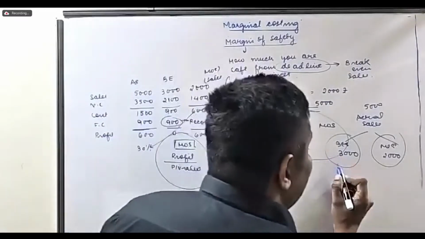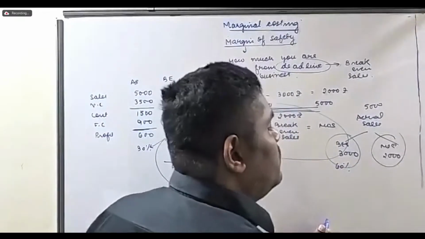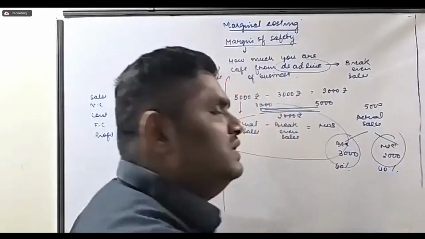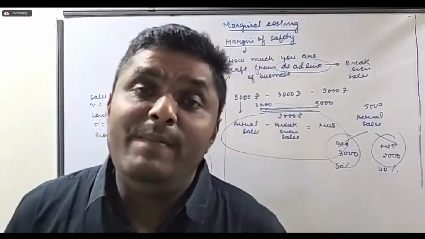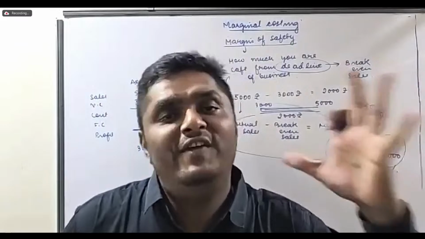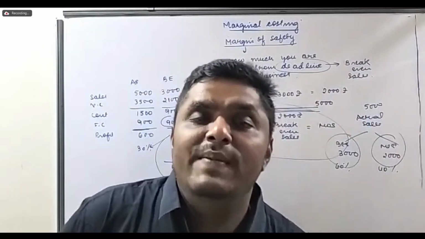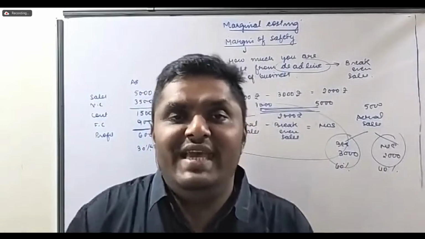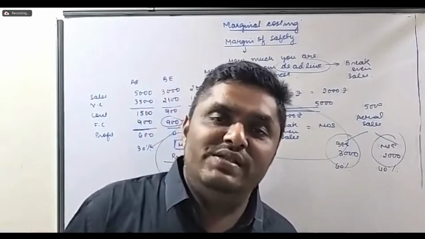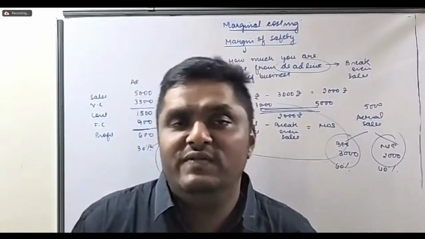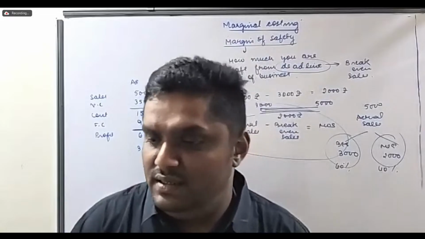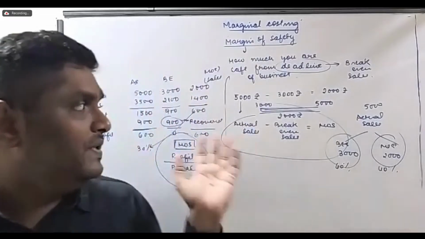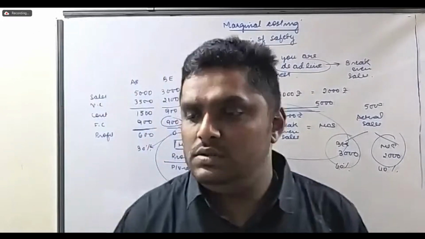So if the break-even sales is 60% of the total sales, then how much will be margin of safety? 40%. If the margin of safety is, let's say, 25% of the total sales, so the remaining will be what? 75% will be my break-even sales. So actual sales can be divided in two parts: margin of safety sales plus break-even sales. I request you guys to copy this concept. This is good and important also.